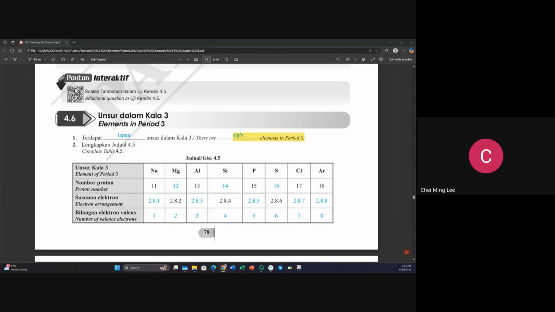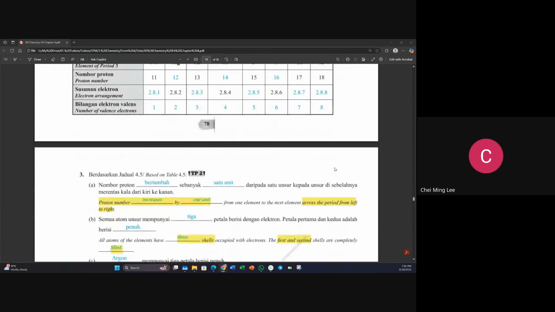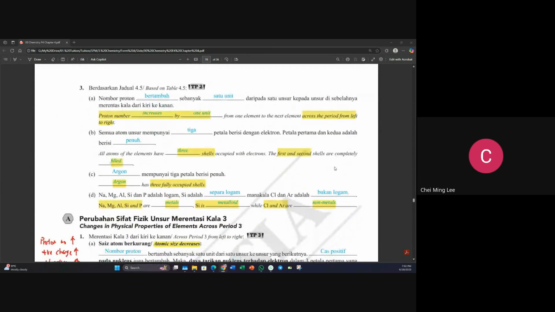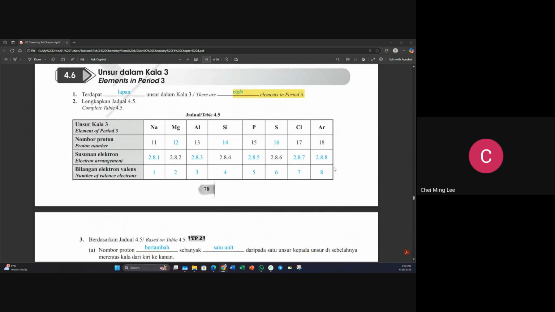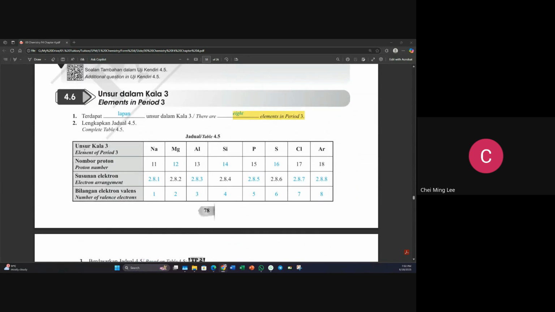Okay, the elements in period 3. There are 8 elements in period 3. So we have sodium, magnesium, aluminium, silicon, phosphorus, sulfur, chlorine, and argon. They didn't show you this one, so jot down this one in the table.